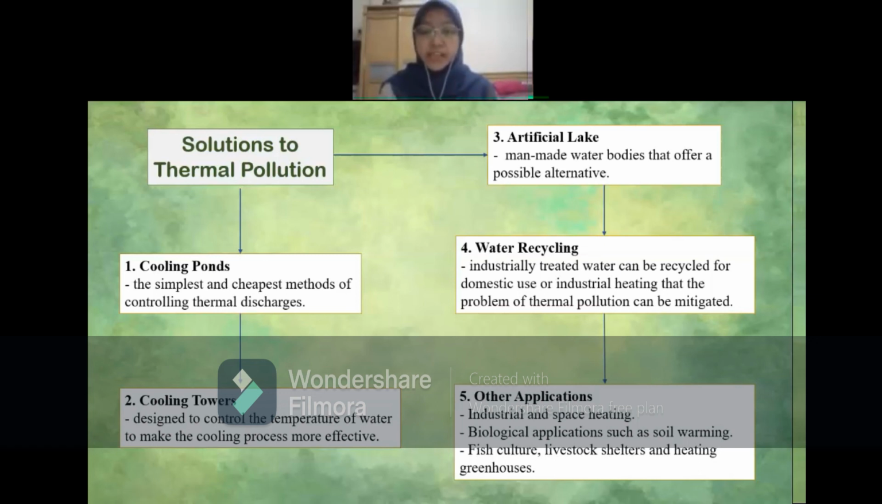And the last one is other applications. There are 3. The first one is industrial and space heating, biological applications such as soil warming, and the last one is fish culture, livestock shelters, and heating greenhouses.